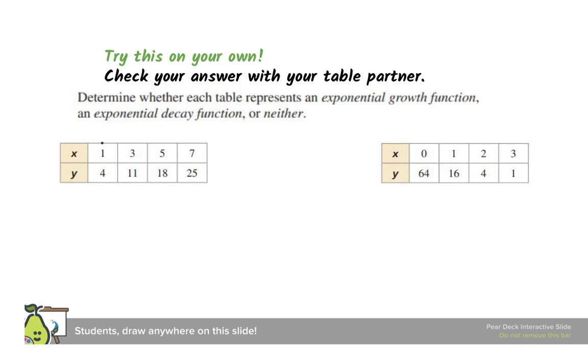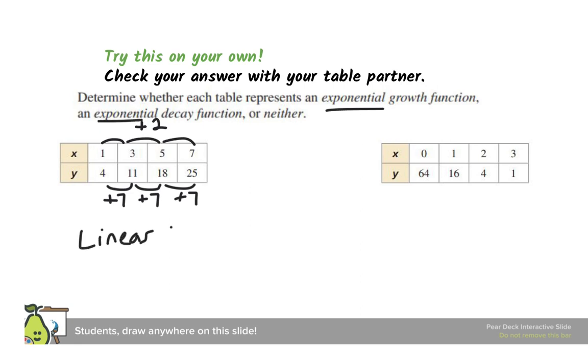On the x table in the first table, we see we're increasing by 2 constantly, so that's okay. But we don't see multiplying to get from each value. Instead we see adding by 7, adding by 7, adding by 7. So we actually don't have any exponential function here. We have a linear function. Anytime you're adding or subtracting constantly, you're always having a linear function. An exponential is one that multiplies.